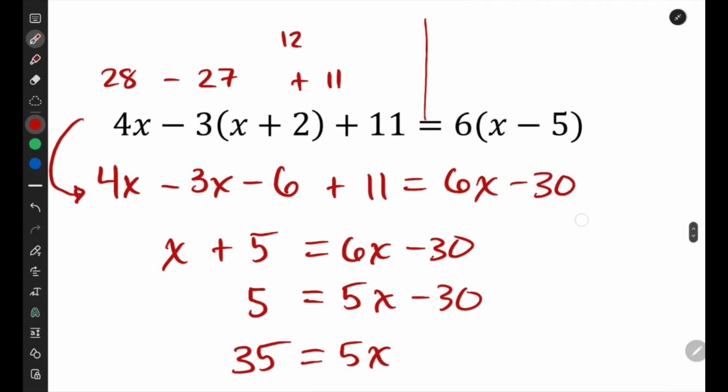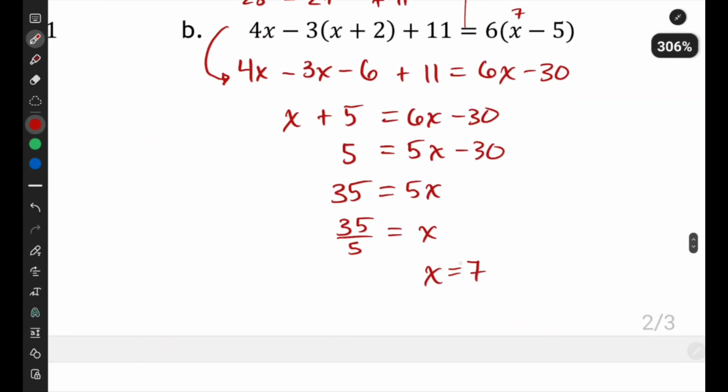Question, is the right-hand side the same? When I plug 7 in here, what do I get? 7 minus 5 is 2, and 2 times 6 is 12. So this is absolutely the solution because it makes both the left-hand side and the right-hand side equal to 12. And that happens when x is the number 7.